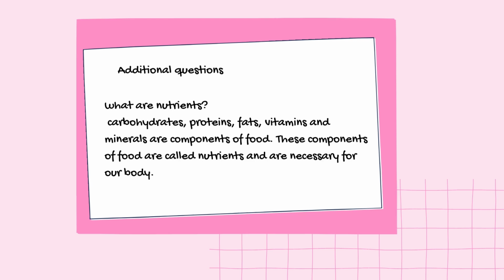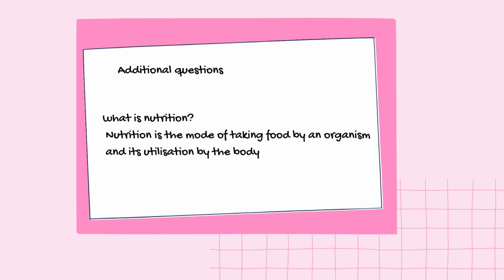Next question is, what are nutrients? The answer is, carbohydrates, proteins, fats, vitamins and minerals are components of food. These components of food are called nutrients and are necessary for our body. Next question is, what is nutrition? The answer is, nutrition is the mode of taking food by an organism and its utilization by the body.